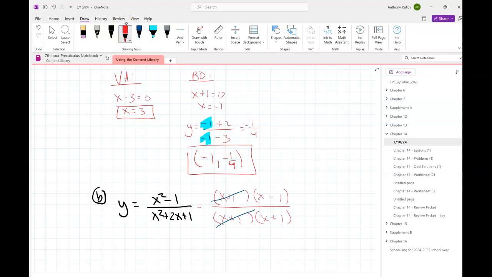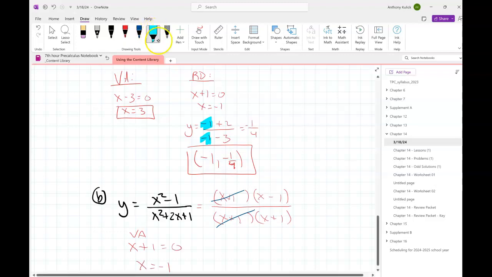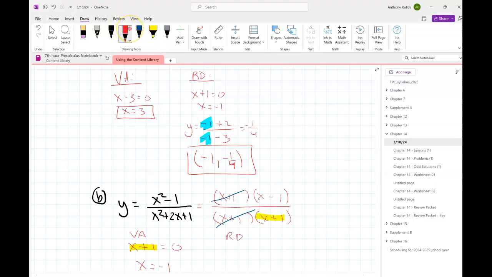But notice, I still have an x plus 1 in the denominator, right? Did I completely reduce the x plus 1s from the denominator? No. What does that mean? It means the x plus 1 that's left is a vertical asymptote. But because I still have x plus 1s left, even though I crossed them out, there is no removable discontinuity.